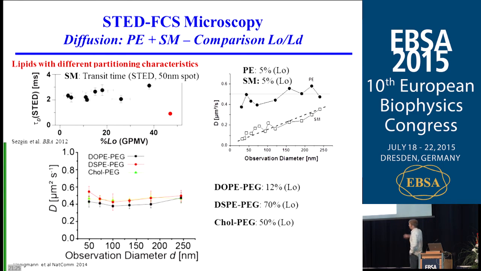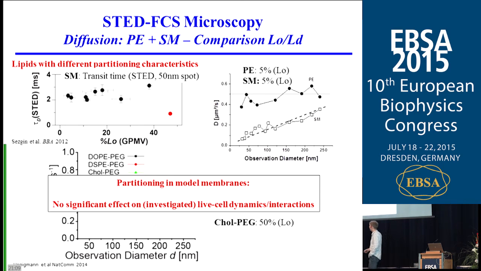Also, we looked at the partitioning characteristic of some sphingomyelins. And this is the trapping time, basically, plotted for different fluorescent SM analogs. And what you see also is there is no correlation between the trapping time and the preferences for the LO environment.